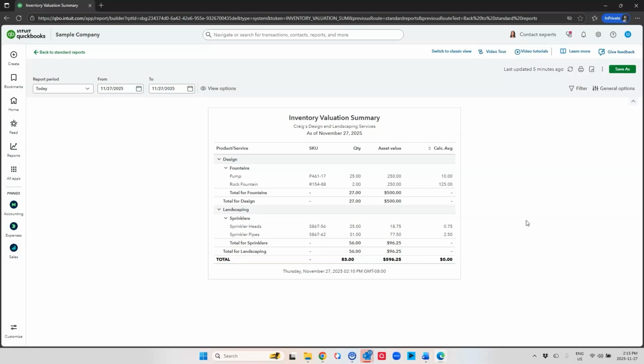You might have something that's obsolete or that you no longer sell. If that's the case, your inventory value here could be overstated. Obviously, here in the sample company, it's not a large number, but in your business, it might be. And it's important to know what the actual value of the inventory you have is.